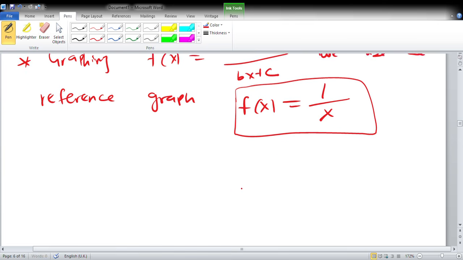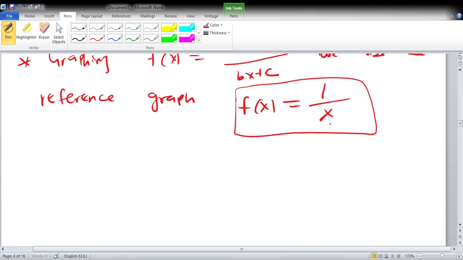Now, if I was to sketch f of x equals 1 over x, it has two types of asymptotes. When you sketch this graph, you will see that it has two types of asymptotes. Remember, x is in the denominator. In short, when you see x in the denominator, know that what you are going to see will be hyperbolic in form. So x in the denominator produces a hyperbolic graph.